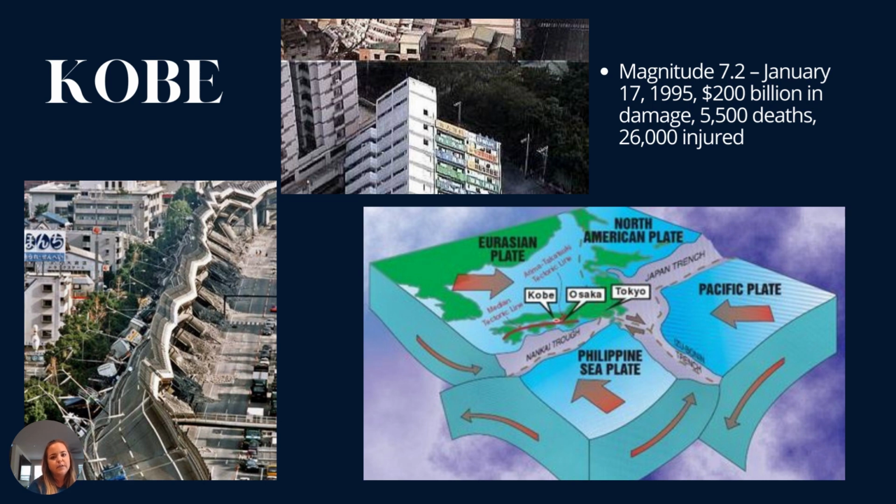And so in 1995, there was a magnitude 7.2 in Kobe, $200 billion in damage, 5,500 deaths, and 26,000 people injured. You can see that elevated freeway there is completely destroyed, has to be cleaned up, repaired. It's kind of an undertaking when things like this happen.